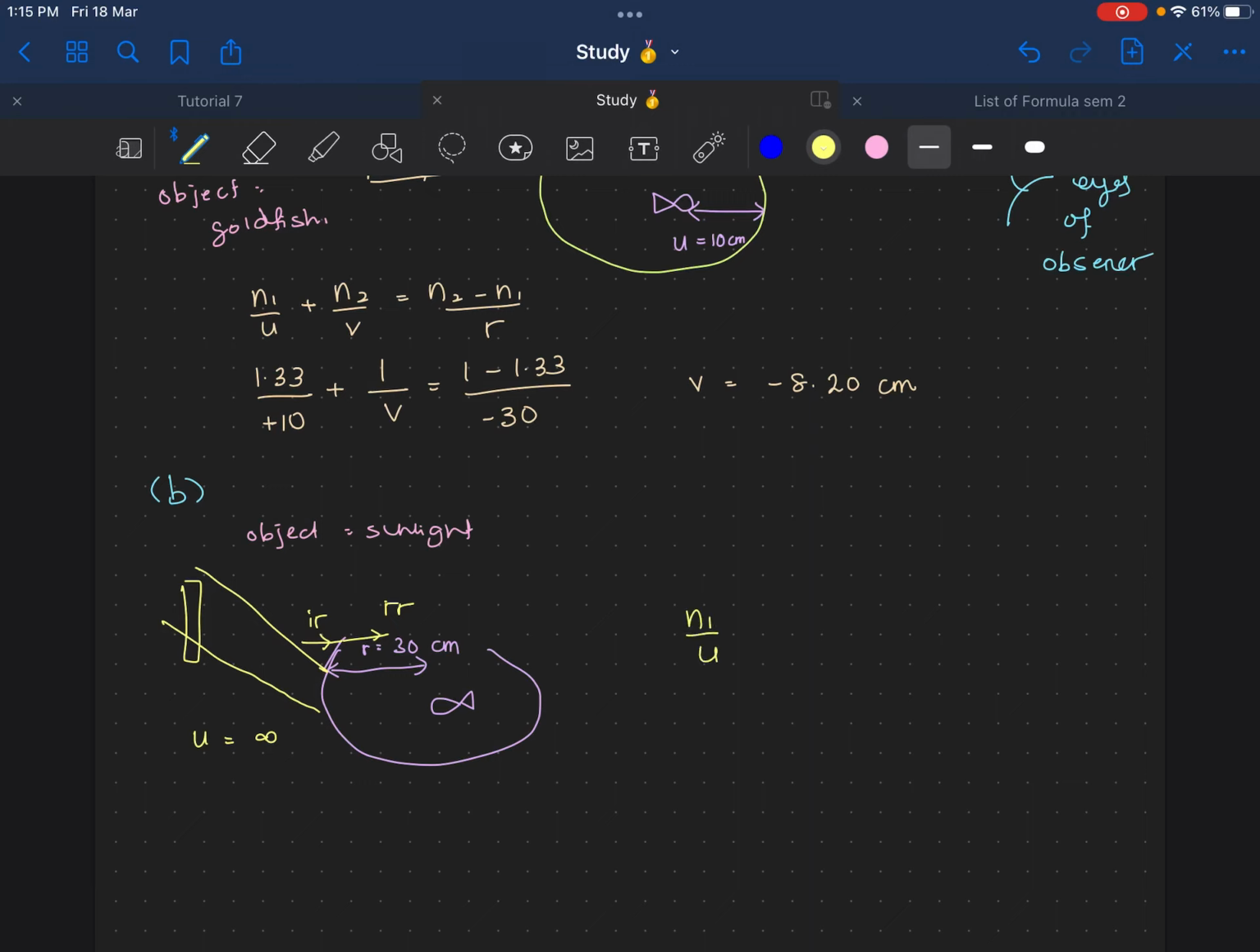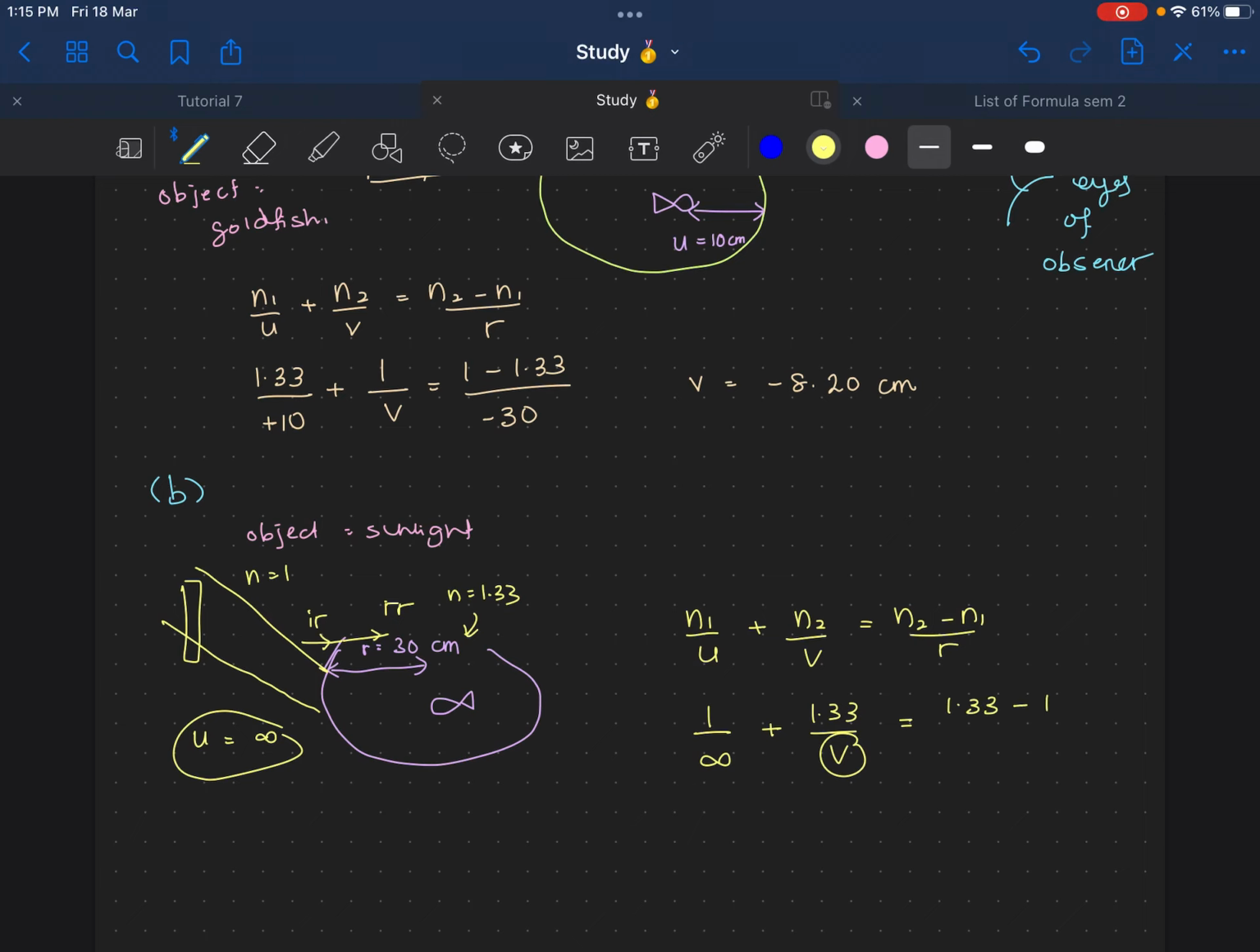Again, we are going to use the same formula. Your n1 is now from the outside, so it will be 1, and the 1.33 is inside. Your object position is the sunlight, infinity, coming from very far away. We want to know the image of the sunlight, to know its effect on the goldfish. Where will the image be? Will it be inside its eye or what? I don't know the answer yet, and I don't know where the image of the sunlight is. We will see.